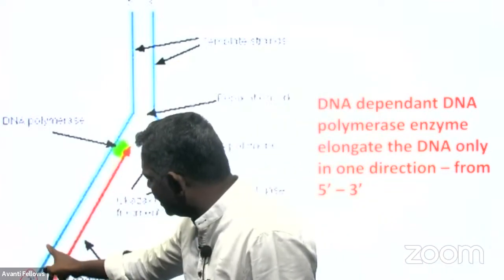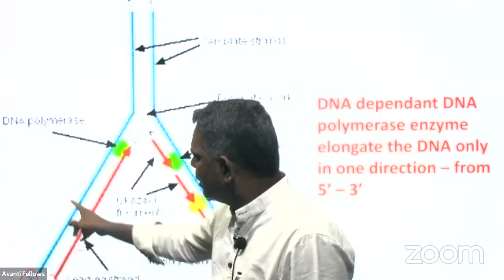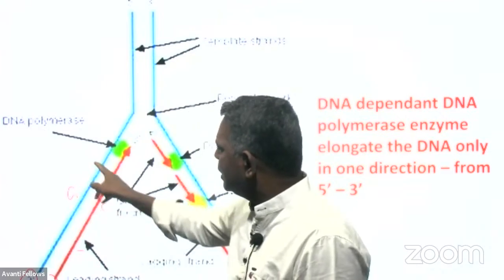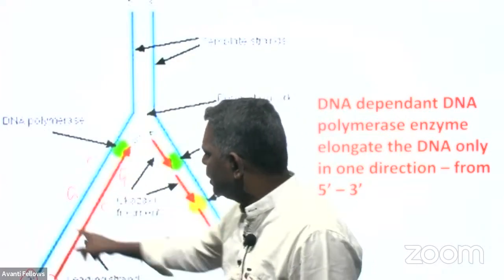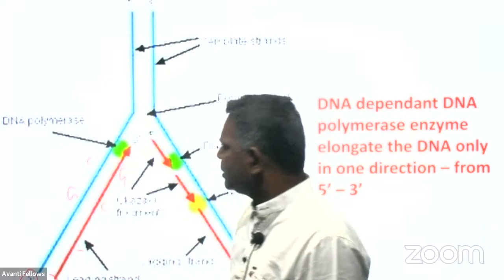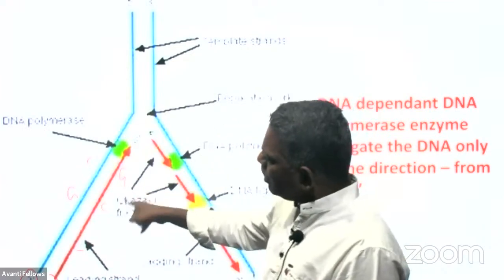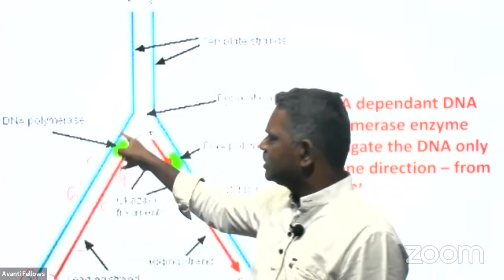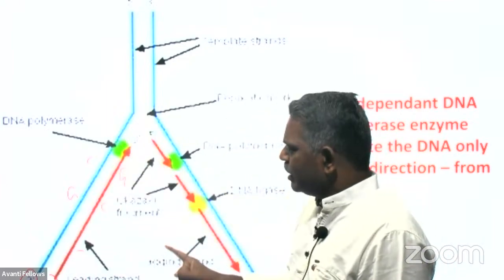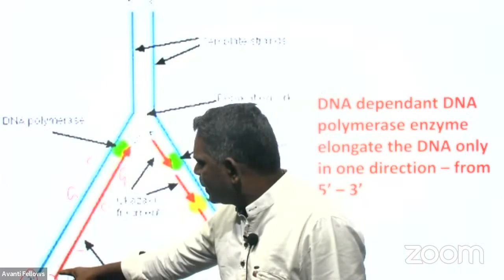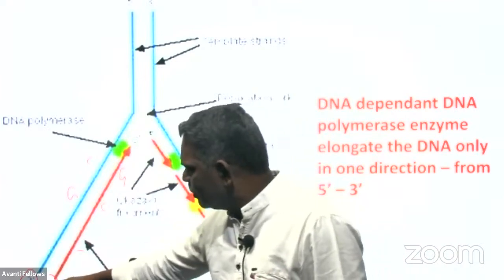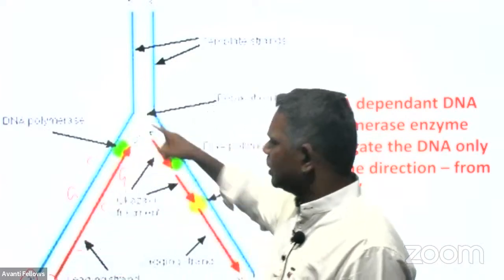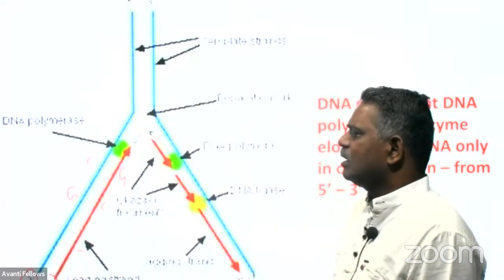Suppose here it is A, naturally here it will be T. If it is G, here it will be C, and if it is C, here it will be G. If it is A, here it will be T, like that. One by one, all the nitrogenous bases will be arranged according to the nitrogenous base present in the template, and DNA polymerase only elongates, but elongation is always from the 5 prime direction to 3 prime direction. This is the new strand.